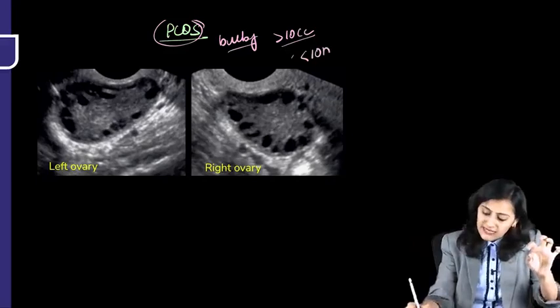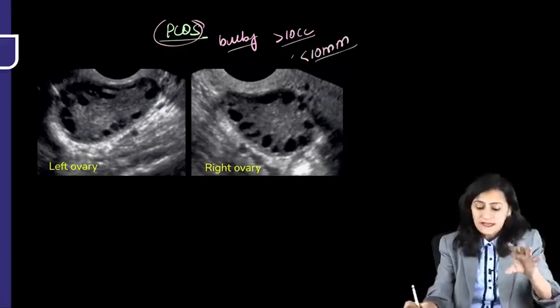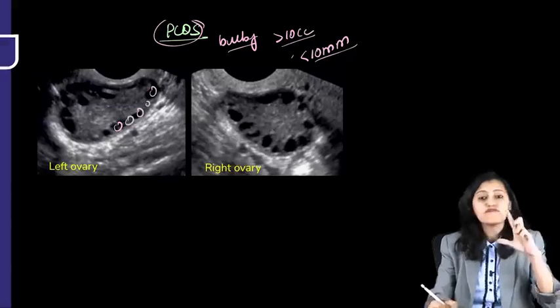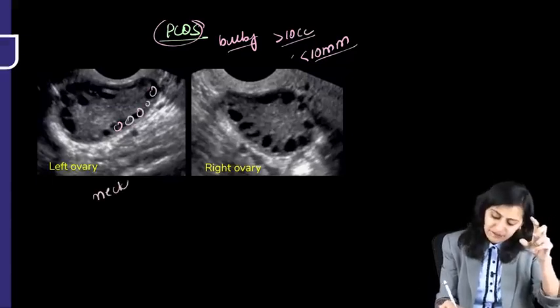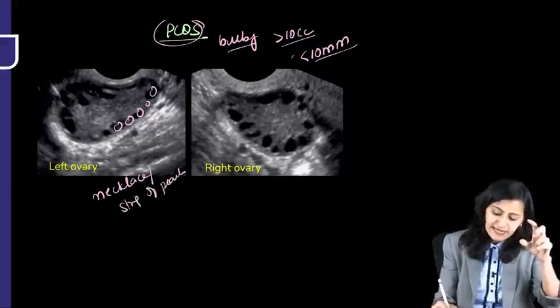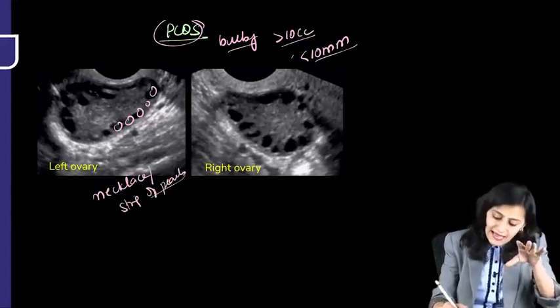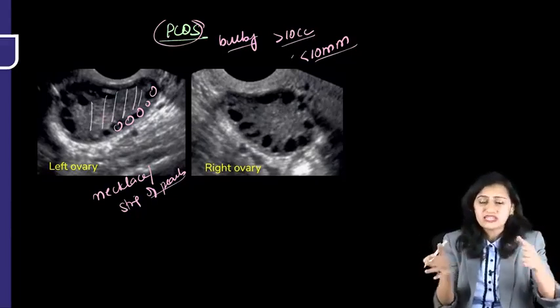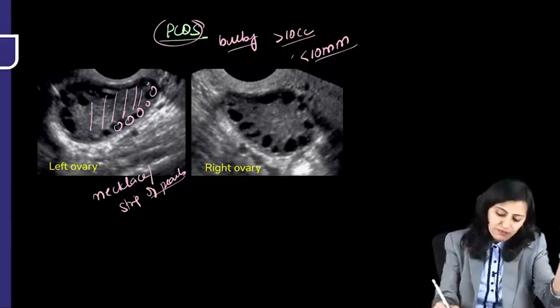All the follicles are less than 10 mm in size and they are arranged in the periphery like the string of pearls or the necklace sign. So what it gives is the string of pearls or the necklace sign that we see here. And along with that, the central stroma is increased and echogenic that pushes the follicles to the periphery.